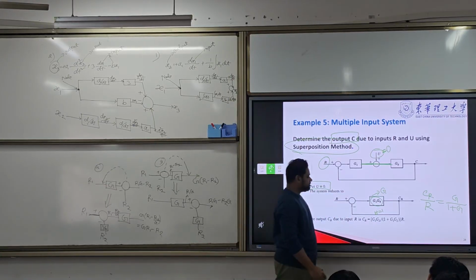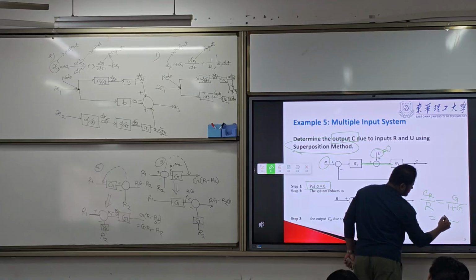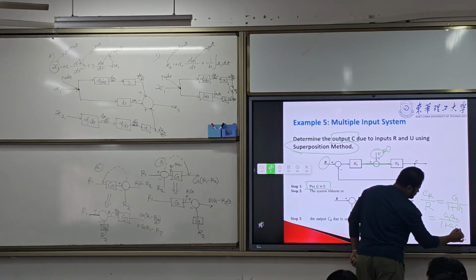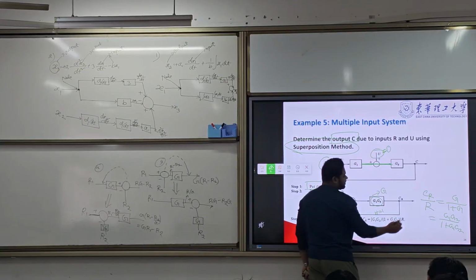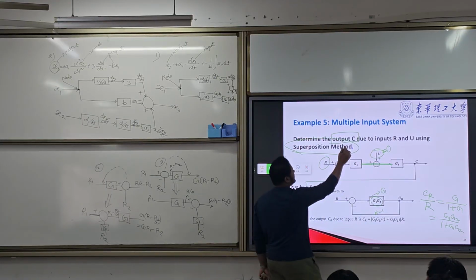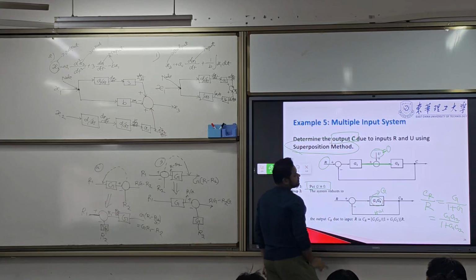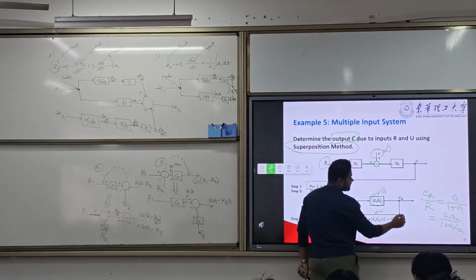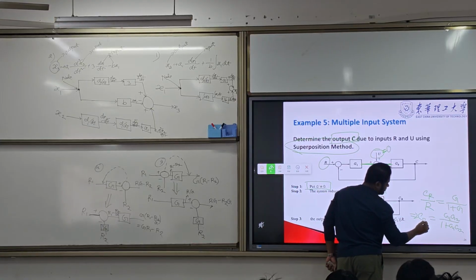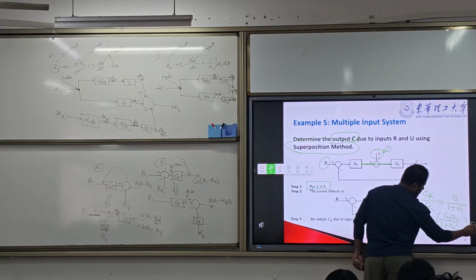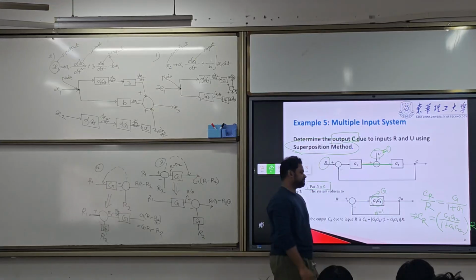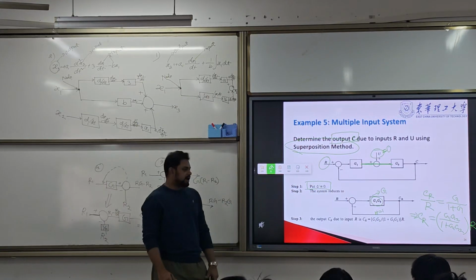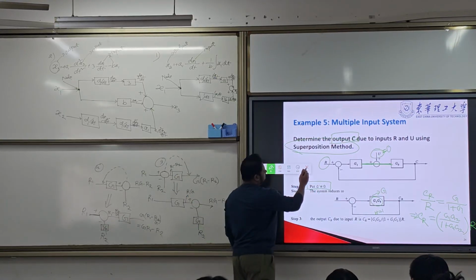So here we have G1. G is G1 G2, so G1 G2 by 1 plus G1 G2. So here we have an R, and we need to find out this C, that is CR by R. So here we can write it like this: CR is equal to this into R, for the first one.